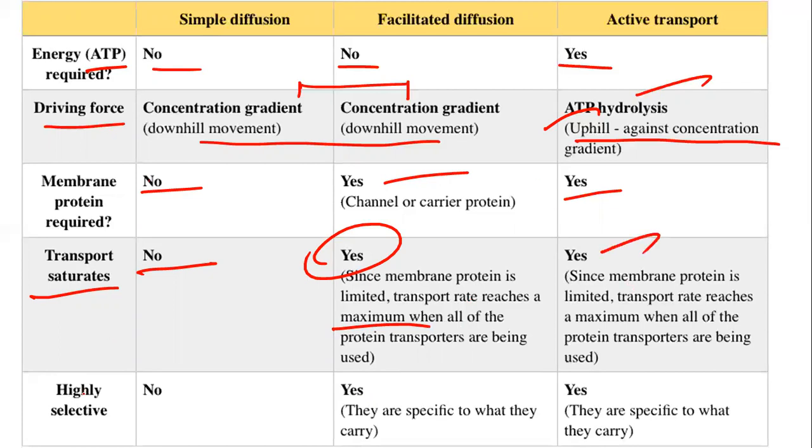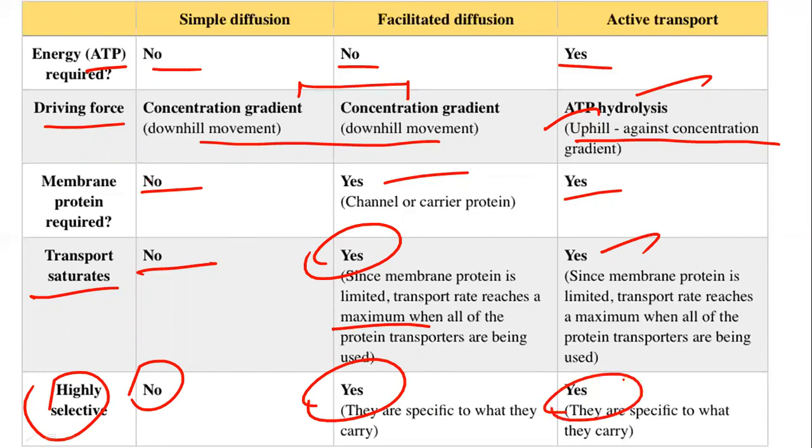Next one is selectivity: whether it allows all types of substances or is selective for specific substances. Simple diffusion is not specific for any substance. It will transfer any type of molecule, moving from high concentration to lower concentration. Whereas facilitated diffusion is specific, and active transport is also specific.